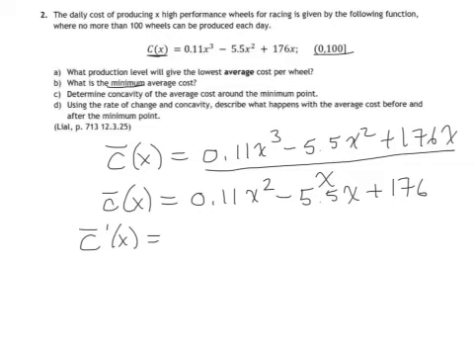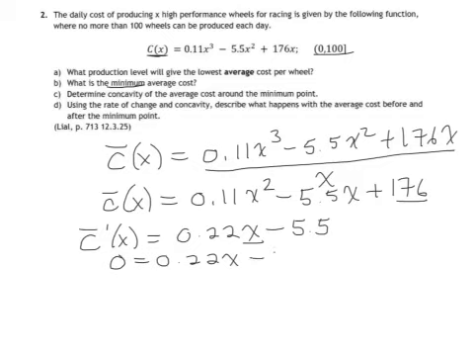And now we have 0.22x minus 5.5. 176 is a constant, the derivative is 0. And so now we have a first degree function. And again, we need to solve it by setting this equal to 0. 0 equals 0.22x minus 5.5. 5.5 equals 0.22x. So x is going to equal 25.